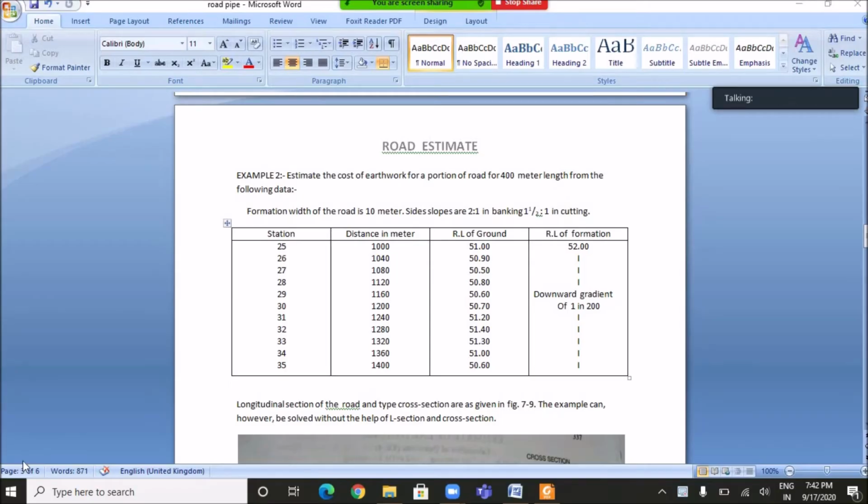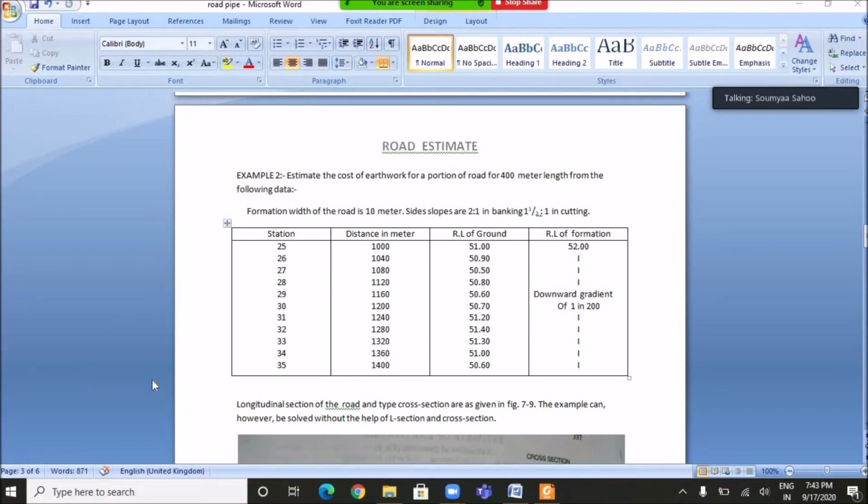Hello students, in our previous lecture video, we have completed the detailed estimate of a 60 centimeter wall, and in today's lecture video, we are going to discuss a numerical based on road estimate. As you can remember students, previously I made a lecture video on road estimate.